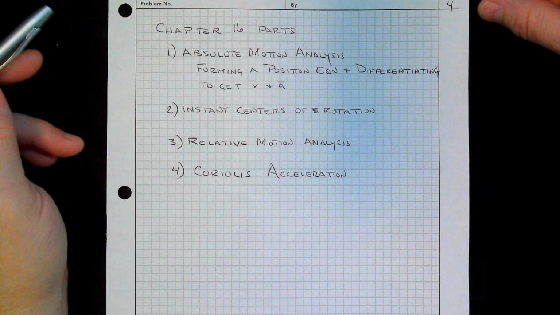Okay, so as we're going into chapter 14, we basically have 4 sections that we're going to wind up covering. First thing we're going to do, absolute motion analysis. And this is a very straightforward concept. What this is, it's forming an equation for the position. So there will be some point on the rigid body we care about. We're going to have an equation mathematically that describes its position, and you simply differentiate it to get velocity and acceleration. So this is basically a geometry problem followed by a differentiation problem.